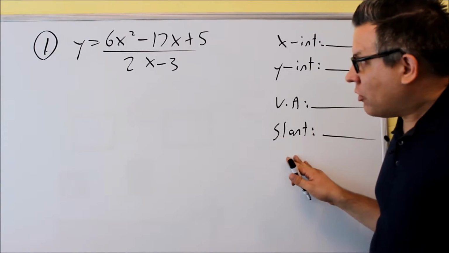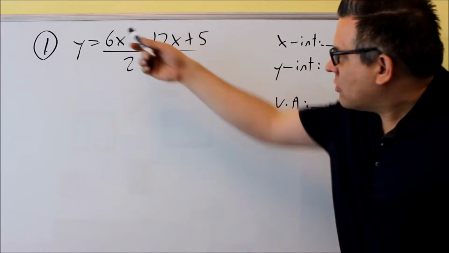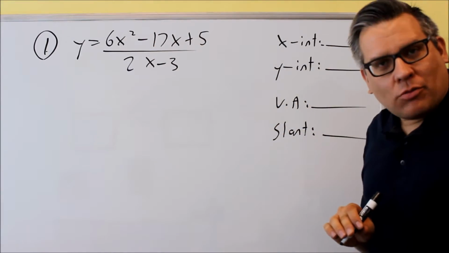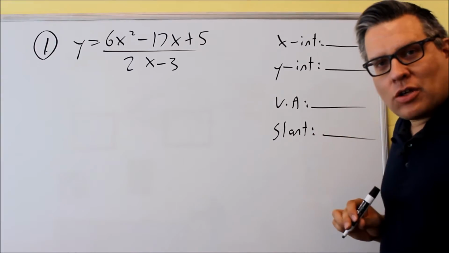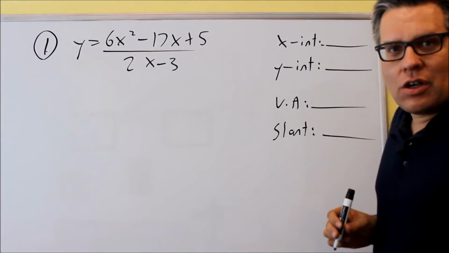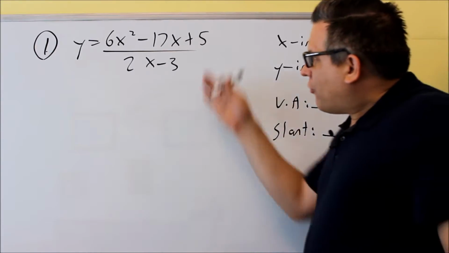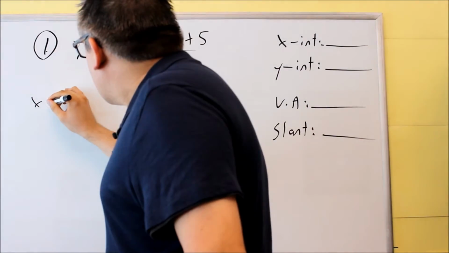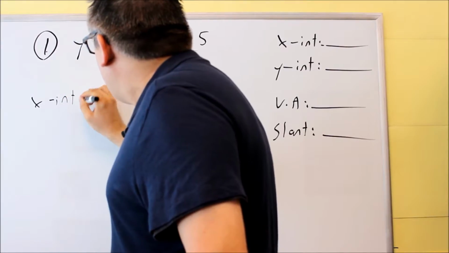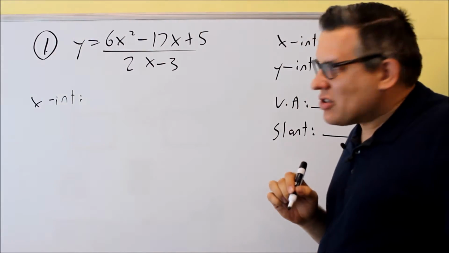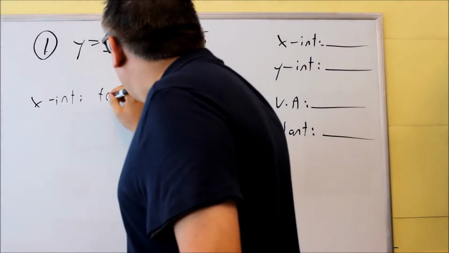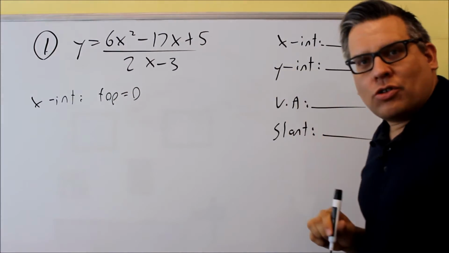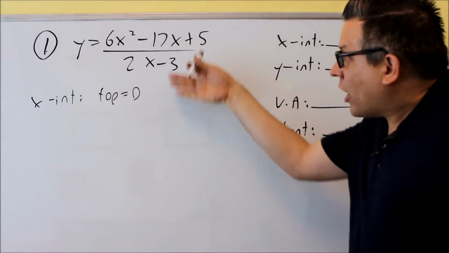You'll automatically know it's a slant also because the highest power on top is higher than the highest power on the bottom. So we know again that there's going to have to be a slant. So let's go ahead and take care of the intercepts first. Now for a rational function like this, if you want to find the x-intercept, the rule is you're going to set the top equal to 0. That's always what you're going to do for finding x-intercepts when you have a rational function.